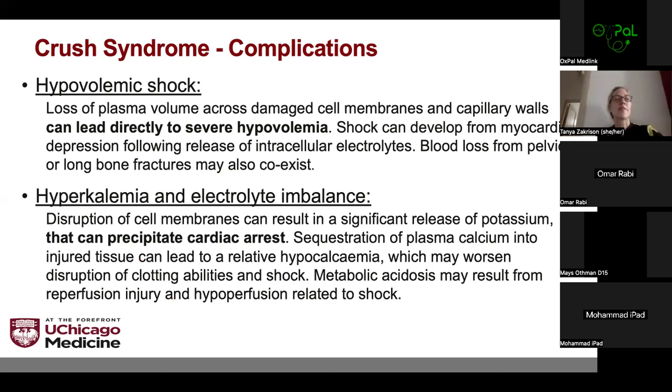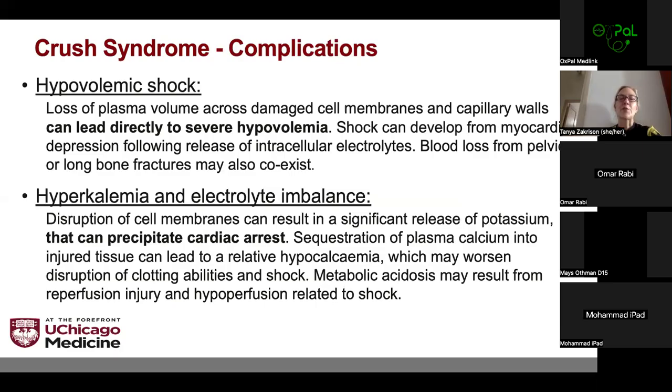So again, with electrolyte imbalances like hyperkalemia, you can have disruption of cell membranes. And when you release potassium because of that disruption, that can lead to cardiac arrest. So something we like to do is give calcium intravenously, as it can stabilize the cardiac membrane.